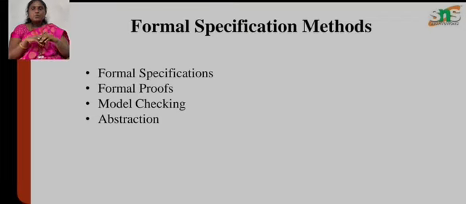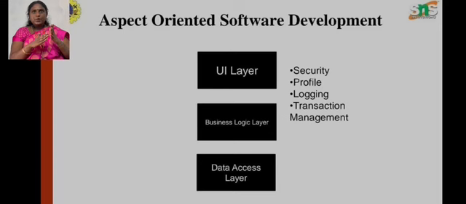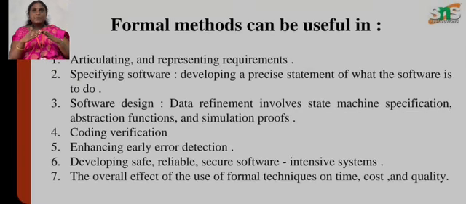And in aspect oriented software models, we have a UI layer and a data access layer, and concerns like logging, transaction management, profiles, and security. In other aspects of software development, the main advantages are cross-cutting concerns, reuse, quick development, and the ability to enable or disable purposes, and each and every aspect of this will be useful for your agile process model.